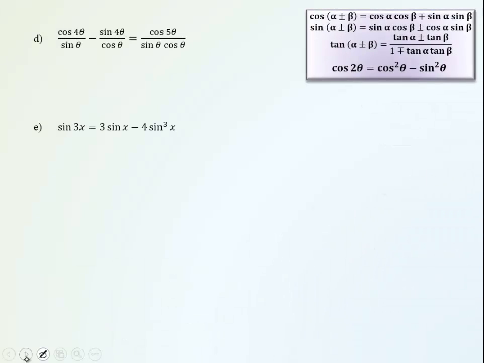We have 2 more questions. Prove the identity. Well, we need to start with the left-hand side and show that it's equal to the right-hand side. So, left side, if I put these 2 fractions under a common denominator, then I have sine theta cosine theta. In the numerator, I have cosine 4 theta times cosine theta, and then it's minus sine 4 theta times sine theta.